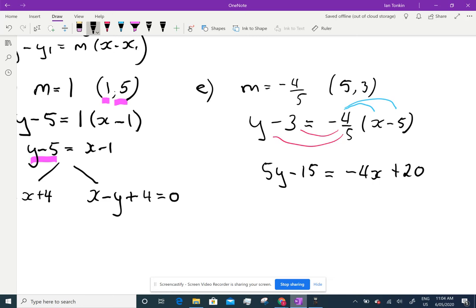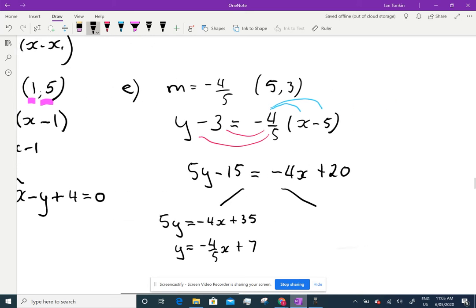Now, again, I've got 2 options. First of all, I'll write it in y-intercept form. So I'm going to get 5y equals negative 4x. I'm going to add that 15 over, plus 35. And I'm going to divide by the 5. So y equals minus 4/5 x plus 7. And I'm just checking the answer.